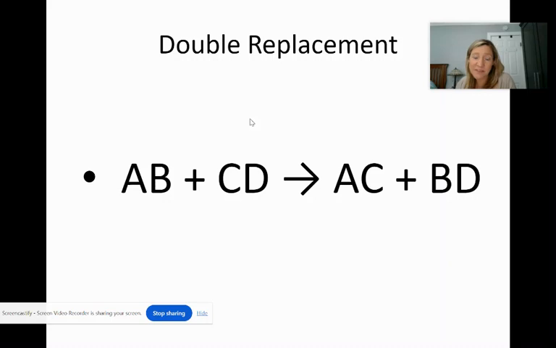Next, we have double replacement. So now you have two compounds, and the compounds switch partners with each other. It doesn't matter, obviously, I'm just using generic letters here. Usually, the cation would connect with the anion, and the anion would connect with the cation, but you don't have to worry about that. Just know that there's a couple and a couple, and then they split up and then re-pair.